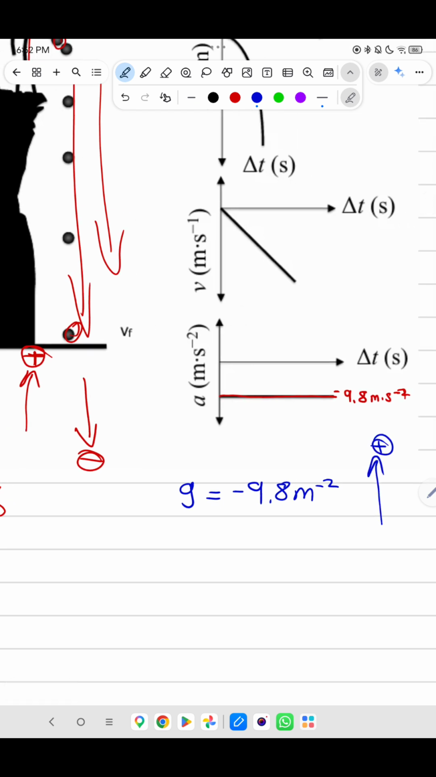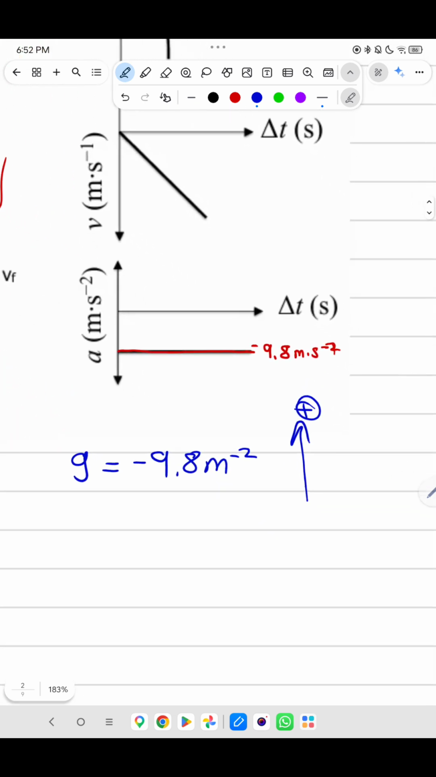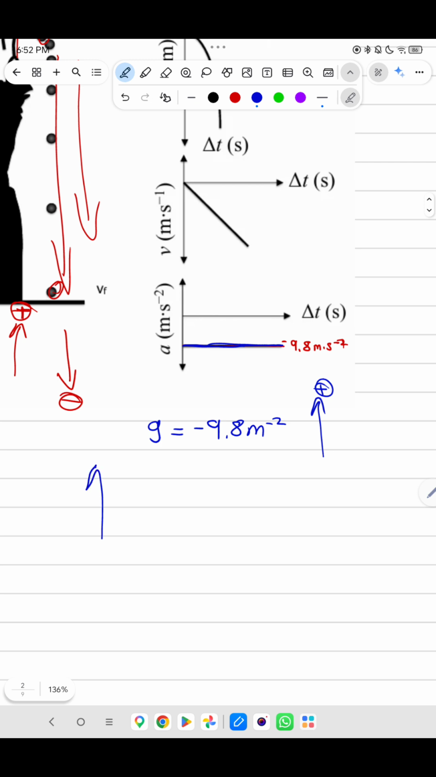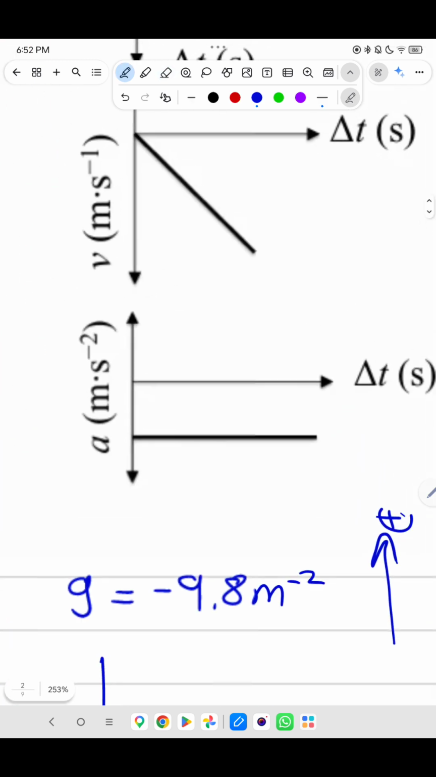Now, in this example, they chose up as positive. How do I know that? It's because this graph is drawn here on the negative side to indicate that. But if I would have chosen down as positive, then because gravitational acceleration also goes down, this g will be positive. Then the graph will now be like this, and it will be positive 9.8 meters per second squared.